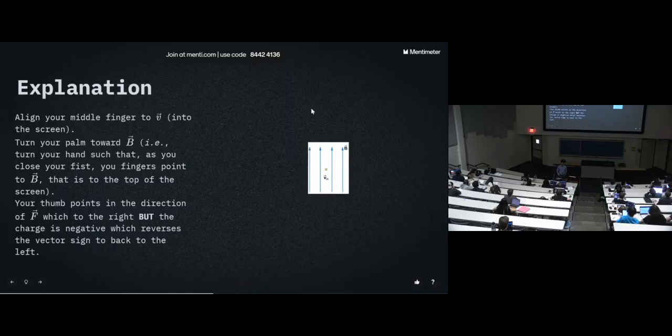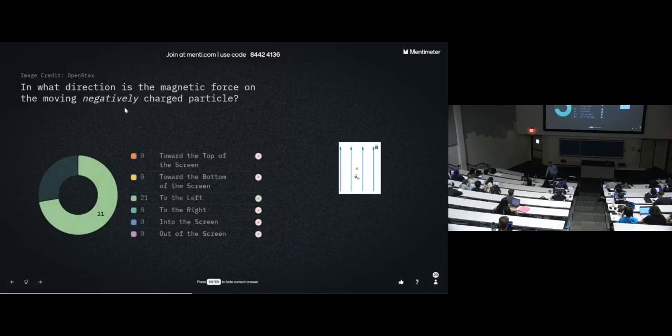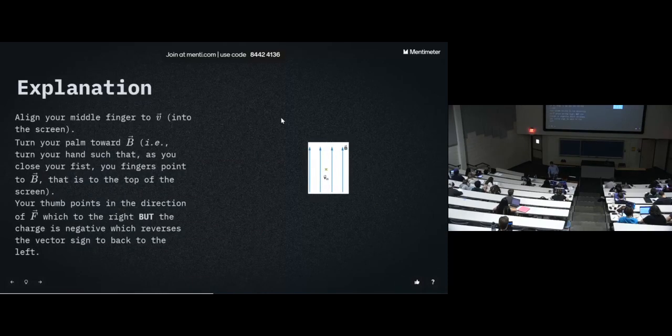Align your middle finger to V. Turn your palm towards B, so that would be into the board, palm up, or fingers curling upward. That would give me a force to the right, which is what a quarter of you put. But then because the charge is negative, that means that you have to flip the direction of your force, which means a force back to the left. Yes, I said up here for a moving negatively charged particle. Not just they, but I told you.